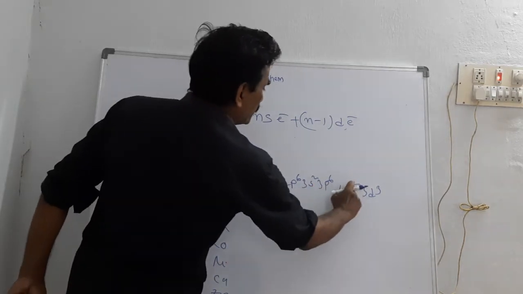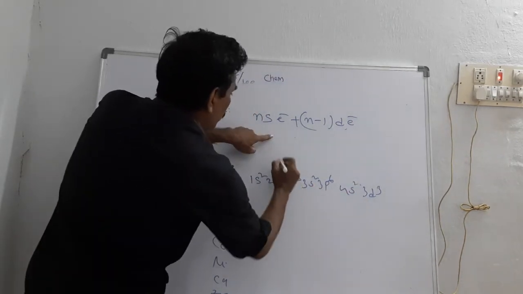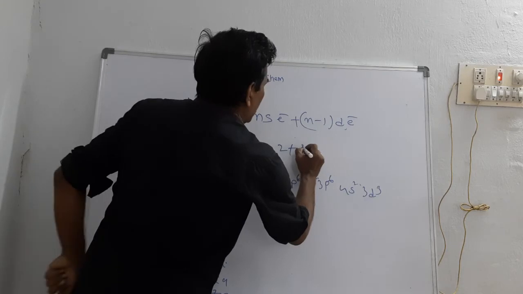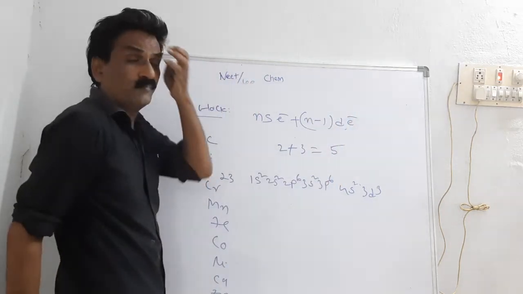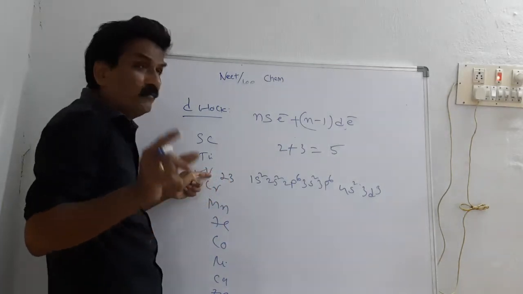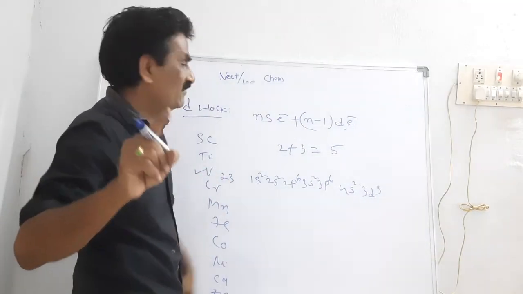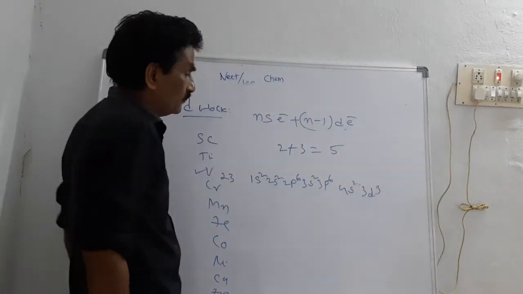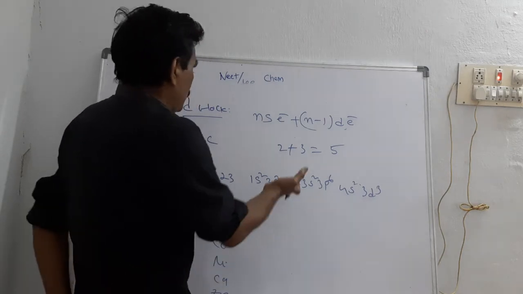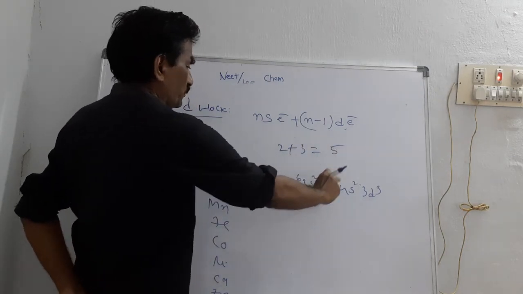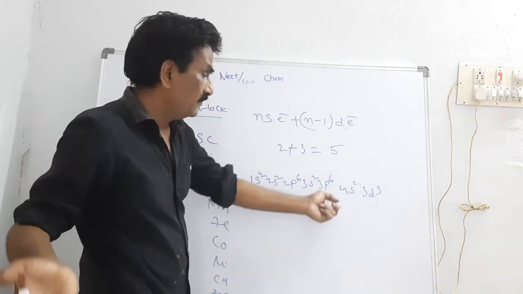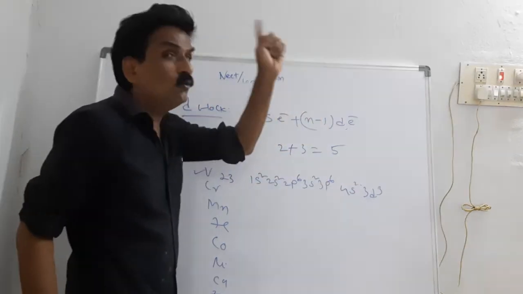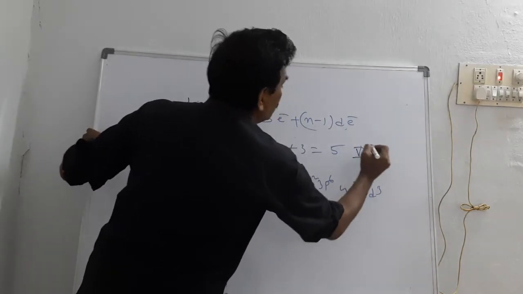So ns electrons, how much? 2. (n minus 1) d electrons, how much? 3. 2 plus 3 is equal to 5. So no doubt vanadium belongs to the 5th group. Please note it. ns electrons plus (n minus 1) d electrons gives the 5th group. What is the period? Maximum principal quantum number, how much? Fourth. So fourth period, and the group is the fifth group. Please note it.